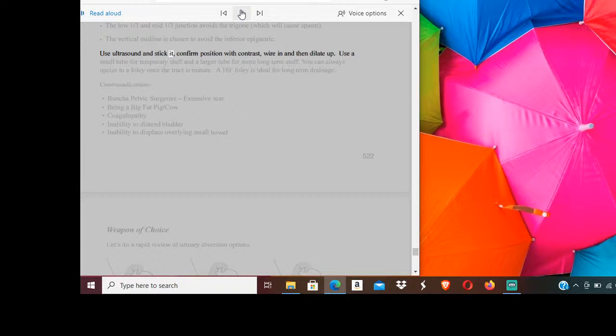Use ultrasound and stick it, confirm position with contrast, wire in and then dilate up. Use a small tube for temporary stuff and a larger tube for more long-term stuff. You can always upsize to a Foley once the tract is mature. A 16F Foley is ideal for long-term drainage.